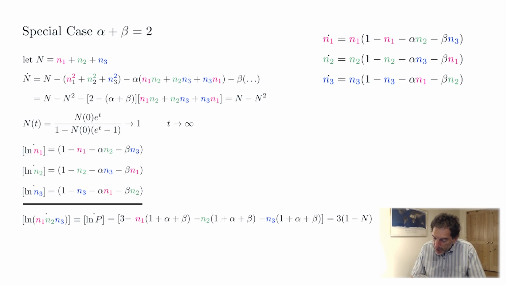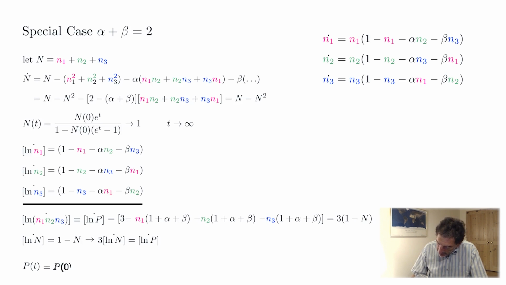But if we go back to the equation for capital N, we have N dot was N minus N squared. We divide through by N, and we also have the equation that log N dot is equal to 1 minus N. And so in fact we have a conservation law because log N dot is simply related to log P dot, and the conservation law is 3 log N dot is equal to log P dot. And so from this, we can immediately solve for P as a function of N. And the solution is that P of t is equal to P of 0 times N of t cubed divided by N of 0 cubed.